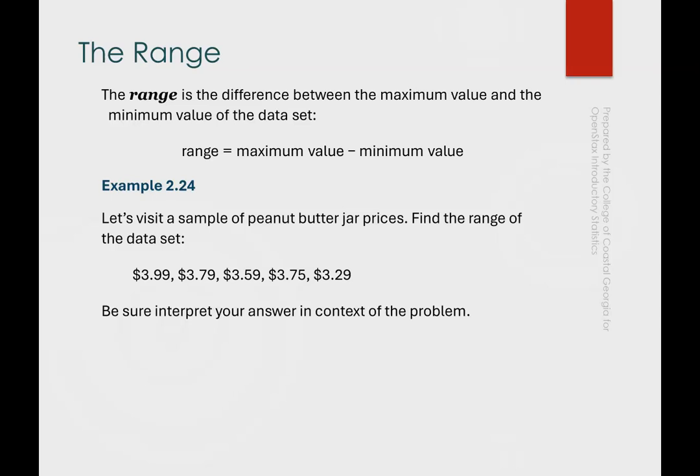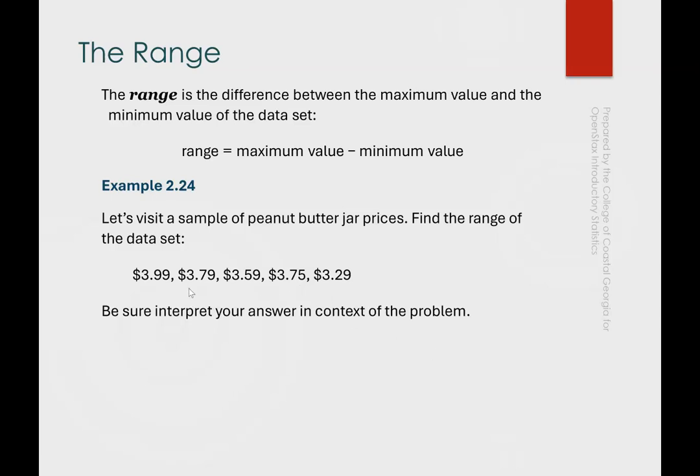Another measure of spread is the range. That just gives you the difference between the highest and lowest, so how far apart the data is in general. Here's a sample of peanut butter jar prices. It's example 2.24. These may be old prices or small jars, probably much higher now. Be sure to interpret your answer in context of the problem, so you should have the units matching and add some sentences or interpretation if applicable.